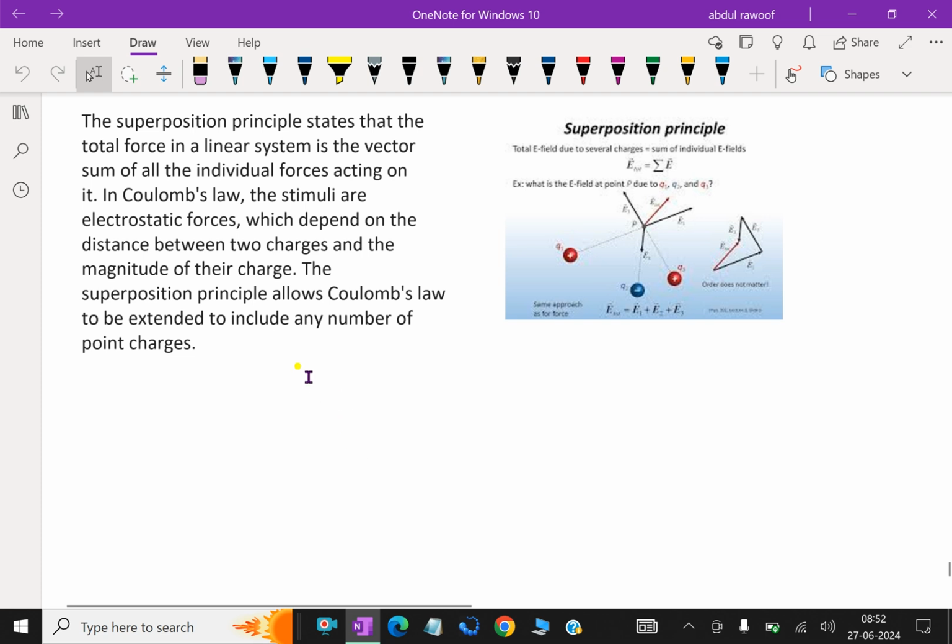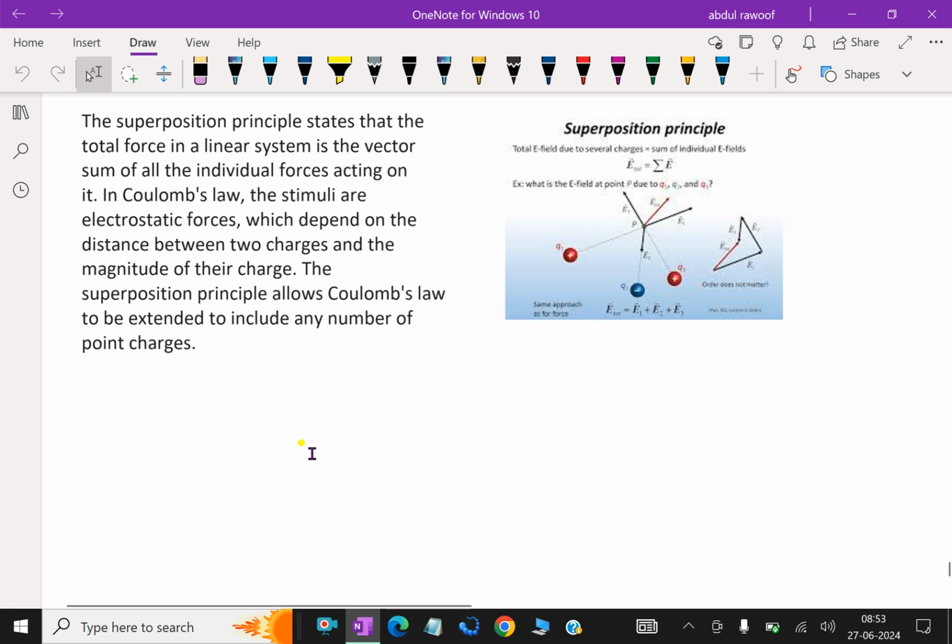The force experienced by a charge due to other charges is the vector sum of the Coulomb forces acting on it due to these other charges. Similarly, the electric intensity E vector at a point due to several charges is the vector sum of intensities due to individual charges.